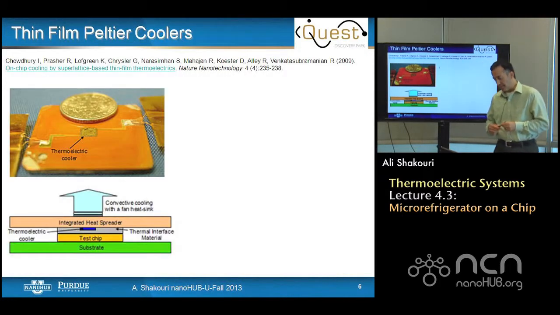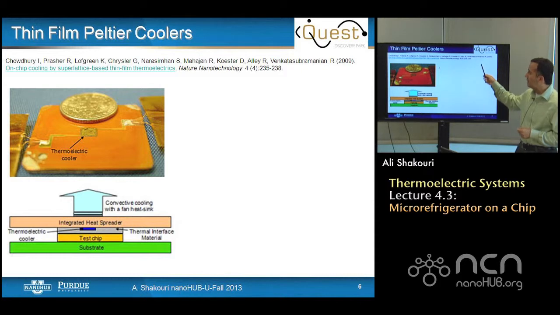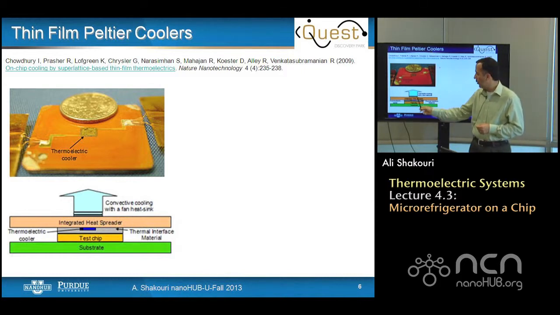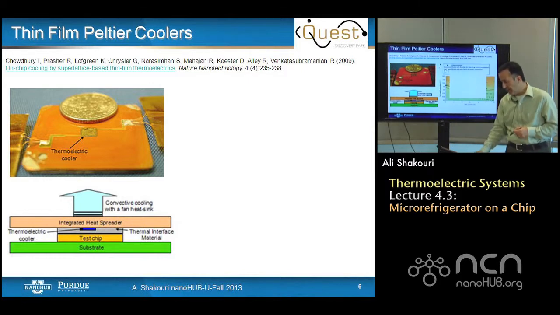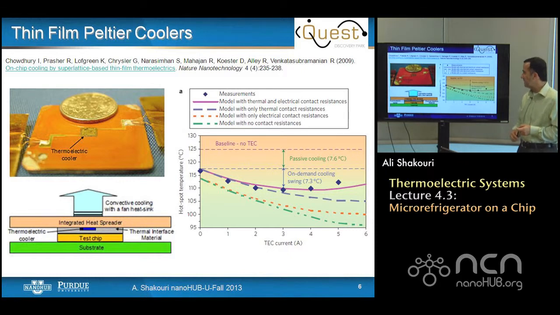Again, there is a very nice paper that came out in 2009 that described thin film coolers, where a thermoelectric module is integrated inside a package. So you have a test chip, a substrate, and a thermoelectric integrated with a heat spreader, and here's a physical picture of that. Here are some of the measurement results from this paper in 2009 in Nature Nanotechnology.